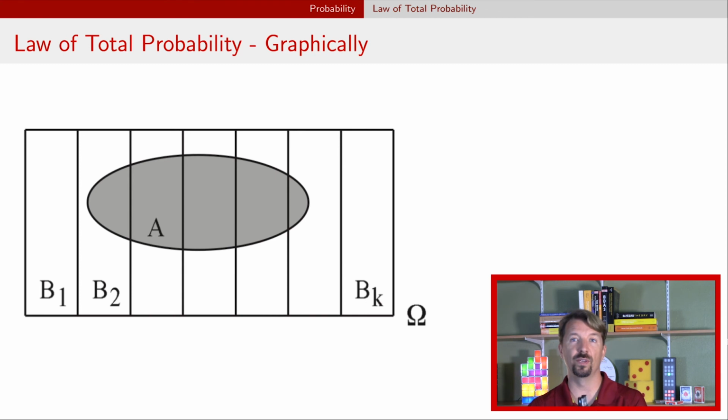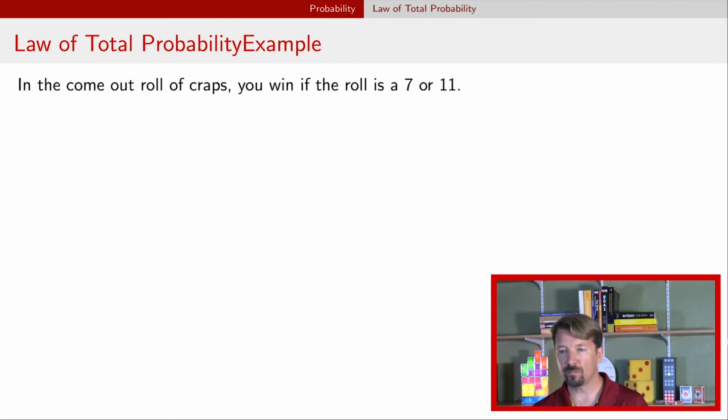And between those two, we can do the product, and that gives us the total law of probability. All right, here's an example. I don't know if I mentioned the rules of craps yet. Craps is a game played with two six-sided dice. These two six-sided dice are rolled in what's called the come-out roll.